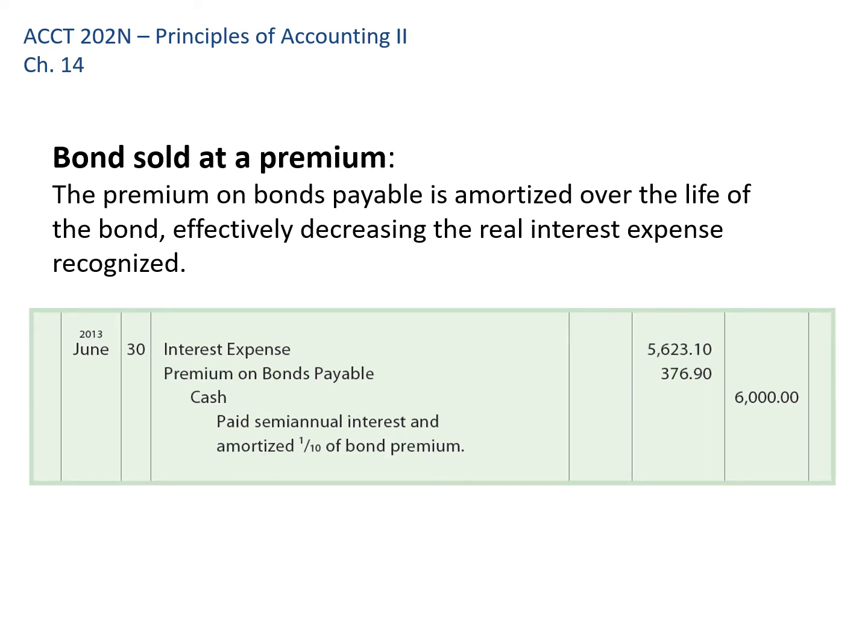Now the opposite is true with a premium. So when I issue bonds at a premium, I'm going to debit cash for more than I'm going to credit bonds payable for in the initial transaction. So the difference between debits and credits there will be a credit balance in premium on bonds payable. It has a normal credit balance, and again, it's on the balance sheet right next to bonds payable.